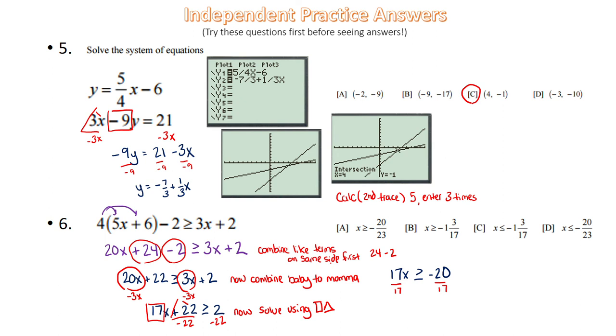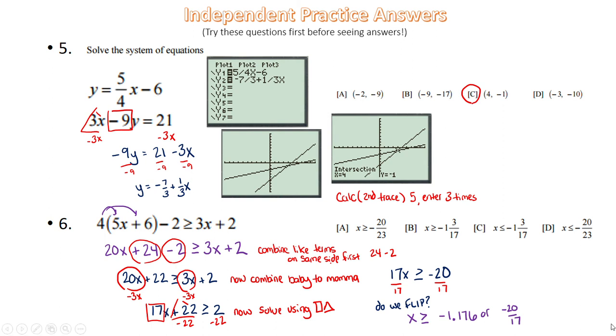Now on our last step, and since this is our last step, we ask ourselves, do we need to flip that inequality symbol? And in this case, we did not. So our answer is x is greater than or equal to negative 1.176. It keeps going. Or we can turn it into a fraction and be negative 20 over 17.